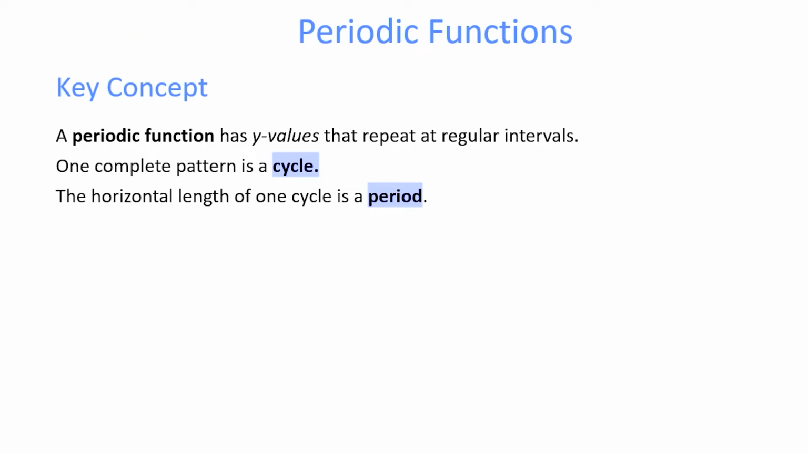Now let's look at a more general concept called a periodic function. A periodic function has y values that repeat at regular intervals. One complete pattern is a cycle. The horizontal length of one cycle is a period.